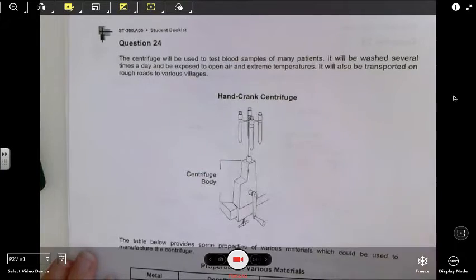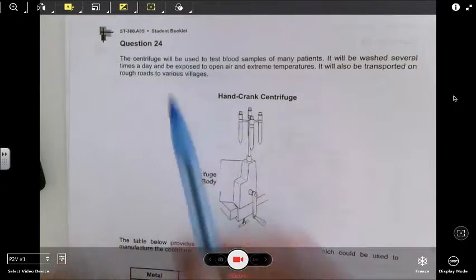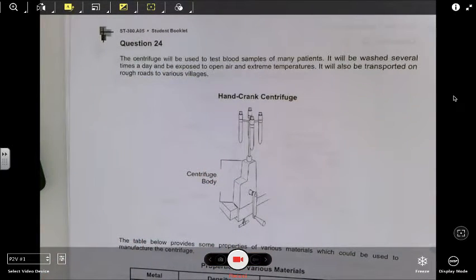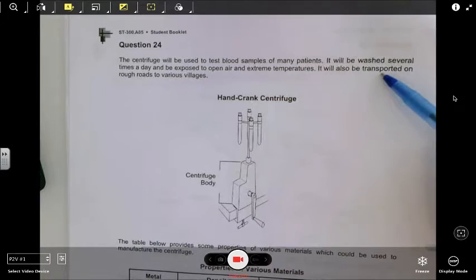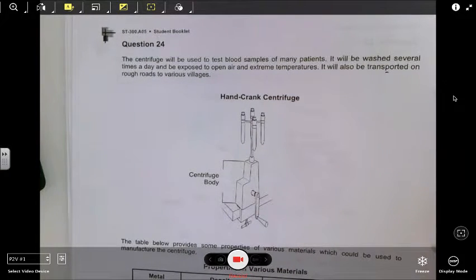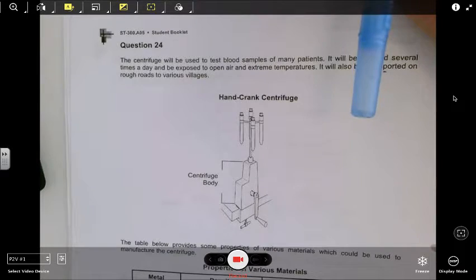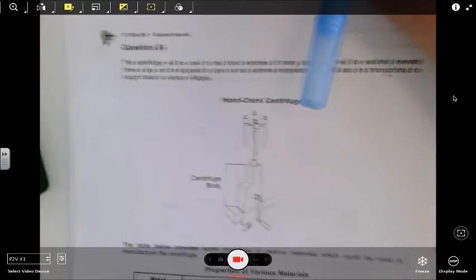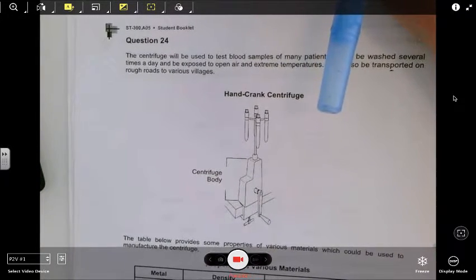Okay, so question 24. The centrifuge will be used to test blood samples of many patients. It will be washed several times a day and be exposed to open air and extreme temperatures. It will also be transported on rough roads to various villages. Okay, this is where we're looking at properties of materials and you have to actually write an answer. It says, the table below provides some properties of various metals.